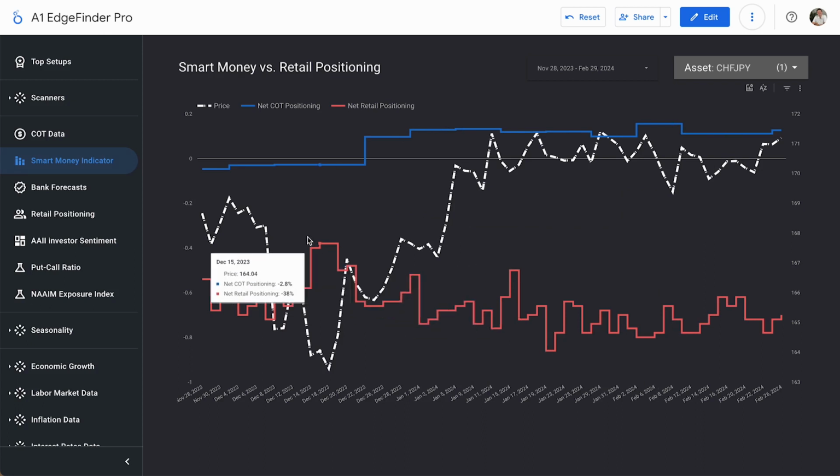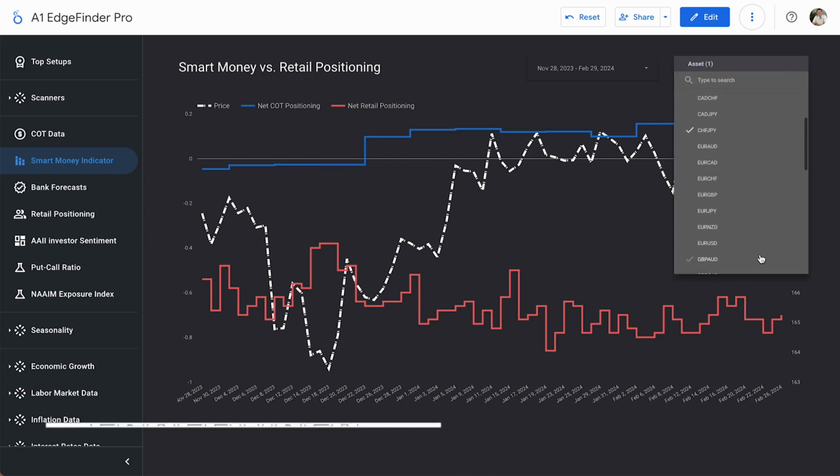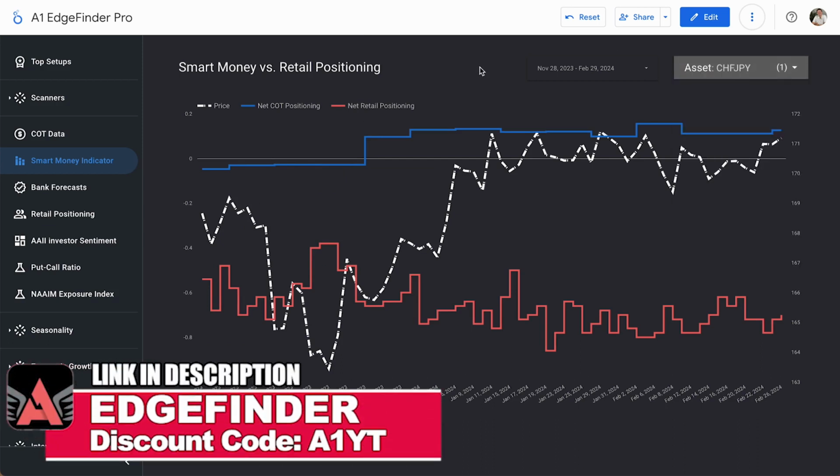So there we go. That's a look at all of our retail positioning on all of our assets, as well as a little bit of what the smart money indicator can do when it comes to comparing what COT data's positioning is and retail's positioning on top of the actual price chart for, again, all of these different assets here. So really interesting and useful information there.